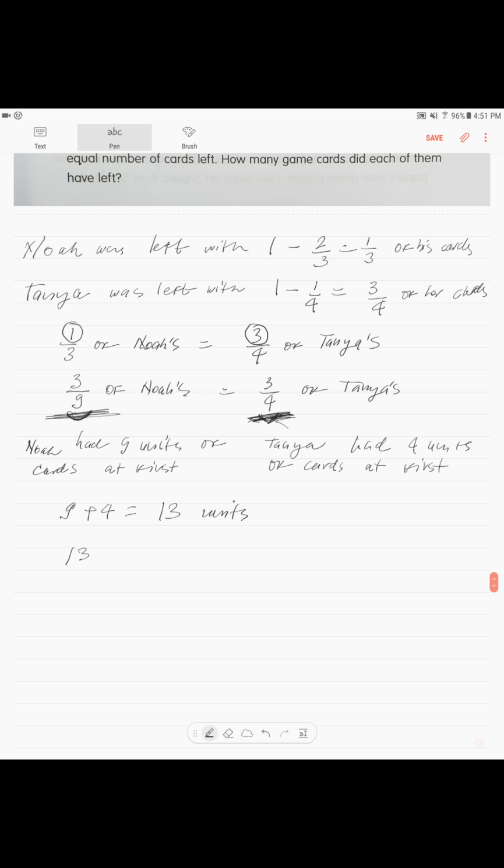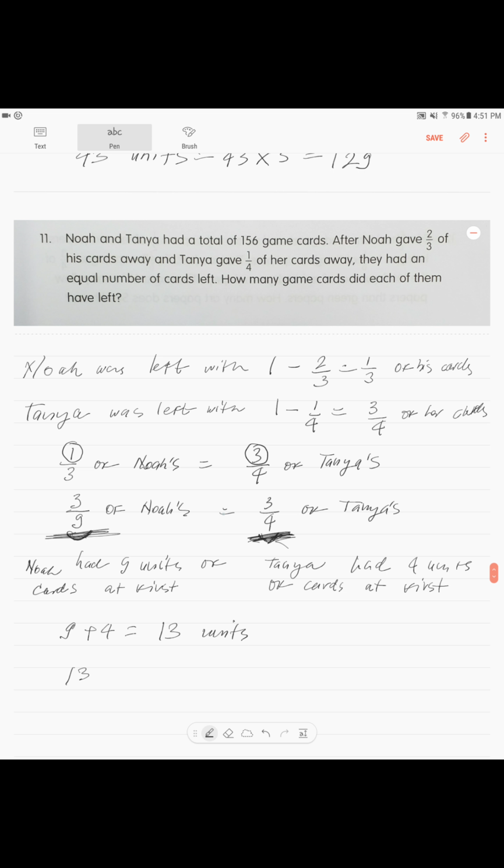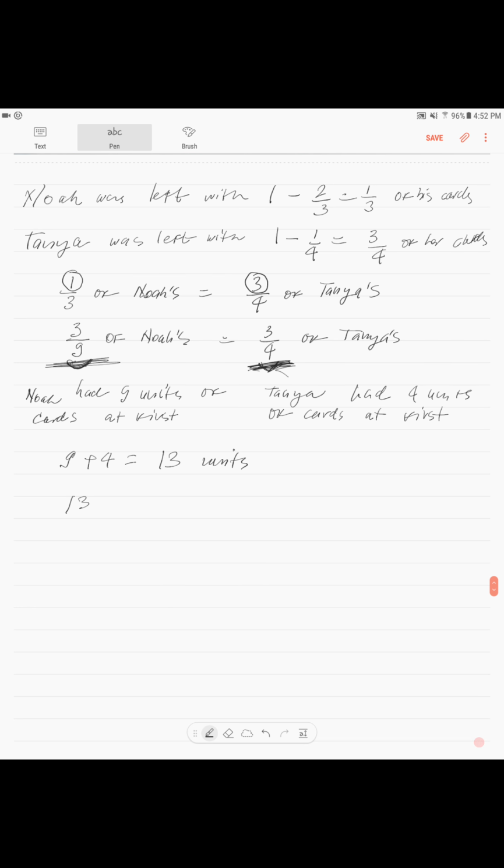And they give us the total number, 156 game cards they had, right? So these are our units. 13 total units at first is equal to 156 cards. So how much is 1 unit? 156 divided by 13 is equal to 12. This is our 1 unit, right?